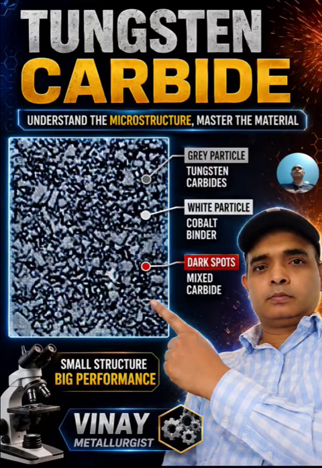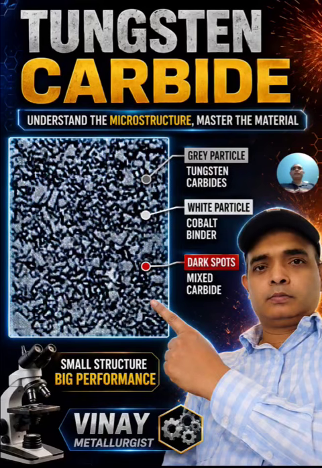Gray particles. These gray particles are tungsten carbide. These occupy almost the entire microstructure because the composition is 97% tungsten carbide. They provide hardness, wear resistance and cutting ability. These particles are uniformly distributed. Uniform grain distribution indicates good manufacturing quality.